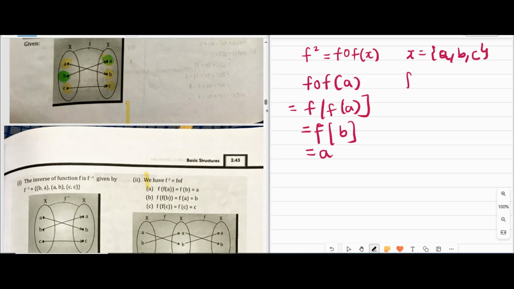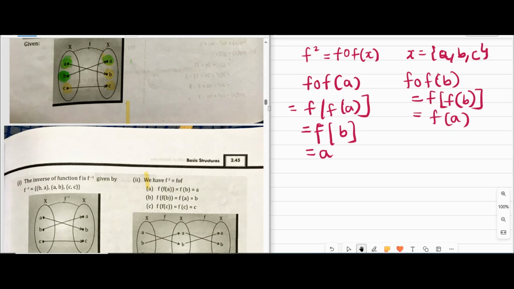Then f of the second one, f of b. So that will be f of f of b. What is your b value? b is a. So this will be f of a. Then what is f of a? a value is b. So we just write the values here. f of a is b.